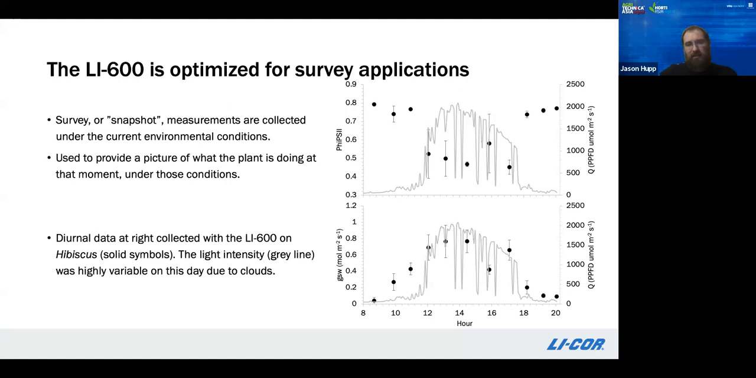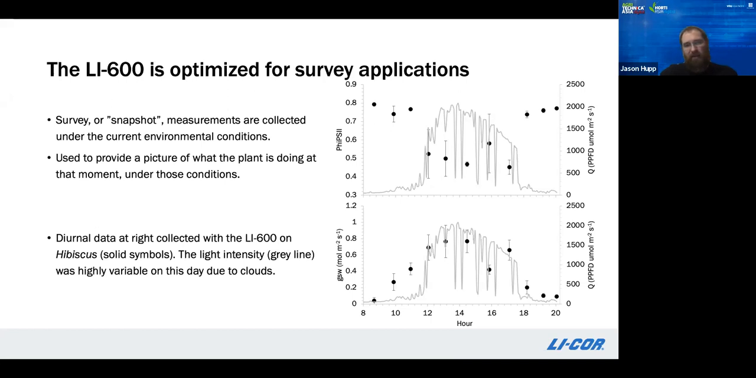And so you can see on the right-hand side here, we have two figures. This is phi PS2 and stomatal conductance to water vapor measured with the 600. That's what the solid symbols are. And these measurements were made across a canopy of a North American native hibiscus. You can see plotted with this in gray is the instantaneous light intensity. This isn't from the 600. This is measured with a sensor that's recording continuously outside of this canopy. And this isn't a perfect day to illustrate this kind of behavior, but it works. There are a lot of clouds that pass over, and that's what the dips in light intensity are.